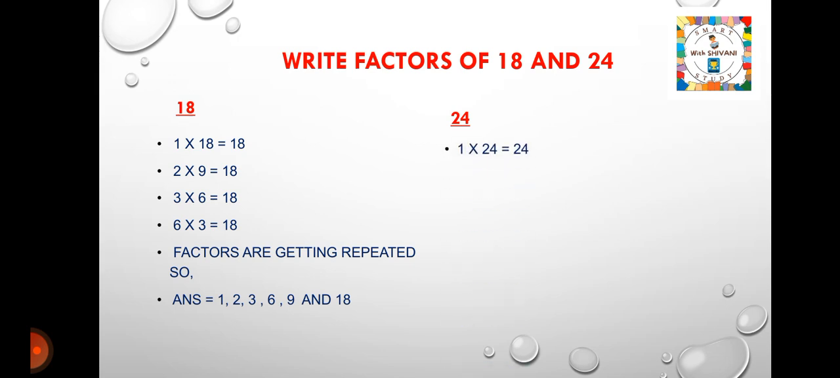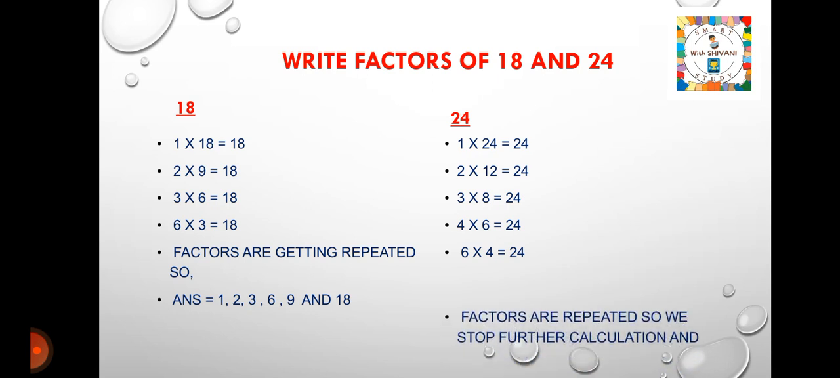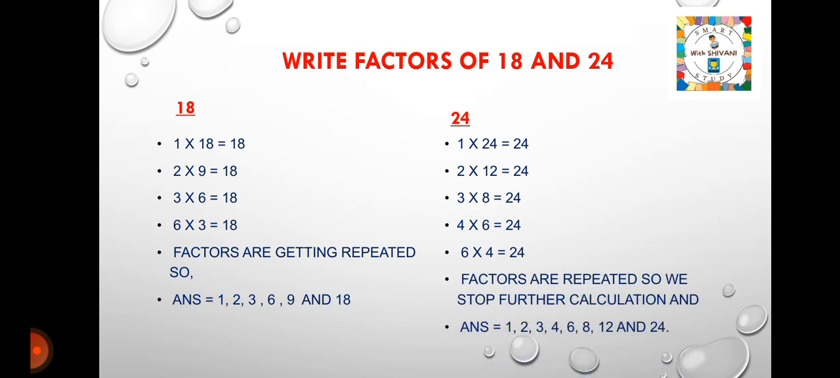One more example we will take, it is 24. We start with digit 1. So 1 times 24 is 24. 2 times 12 is 24. 3 times 8 is 24. 4 times 6 is 24. Now 5 is not a factor of 24, so we look for the next digit, which is 6. So 6 times 4 is 24. Now hold on. 4 times 6 and 6 times 4, that means it is getting repeated. So there are no further possible factors of 24, and therefore our answer is 1, 2, 3, 4, 6, 8, 12, and 24. Isn't it easy?